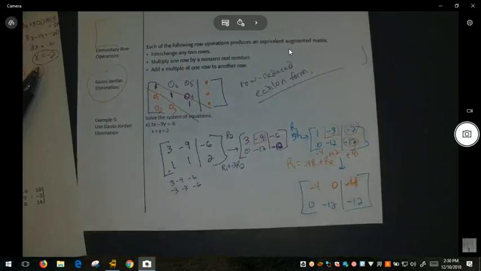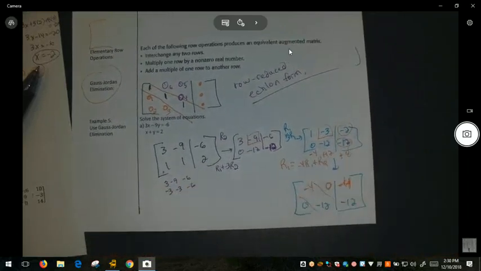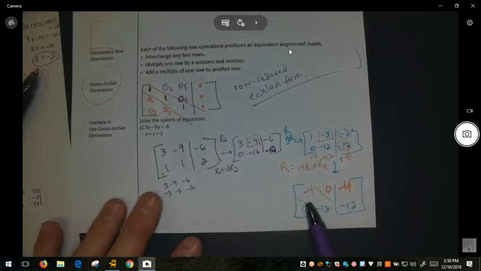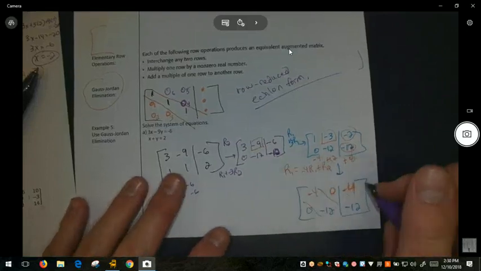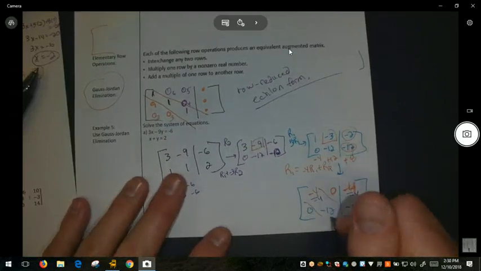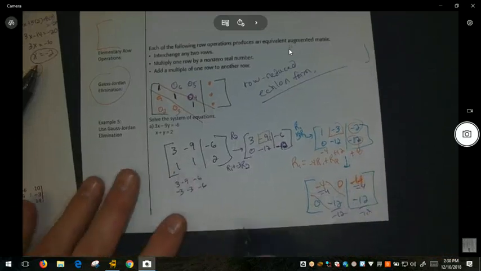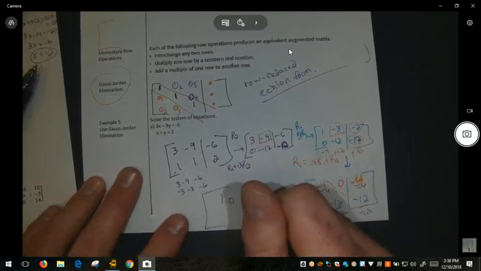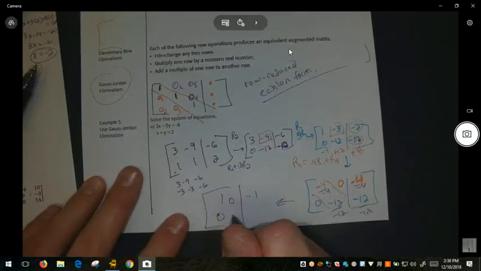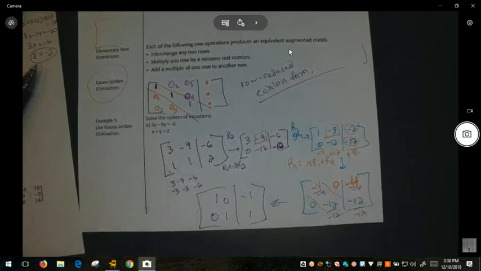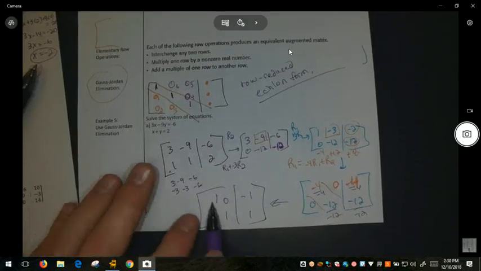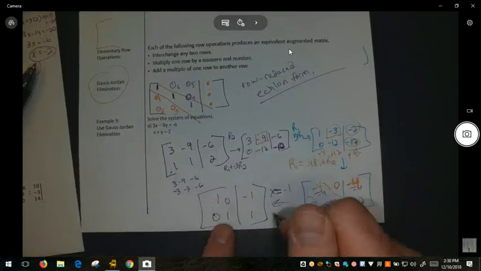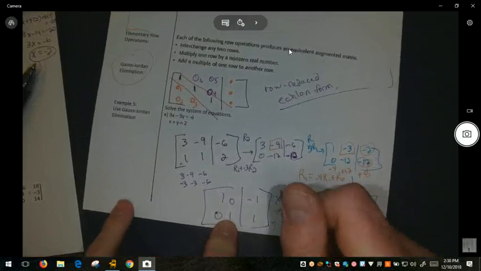So now we've pretty much gotten the lower triangle and the upper triangle like we were looking for in Gauss Jordan. But I actually want this entire diagonal to be 1. So I just divide row 1 by negative 4 and divide row 2 by negative 12. And I end up with 1, 0, negative 1, 0, 1, 1. And there's no more plugging in and substituting. My answer to x is negative 1, and y is 1.